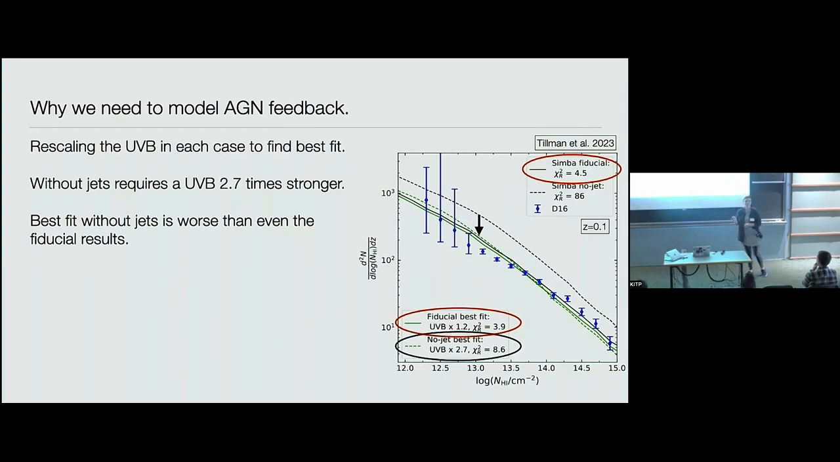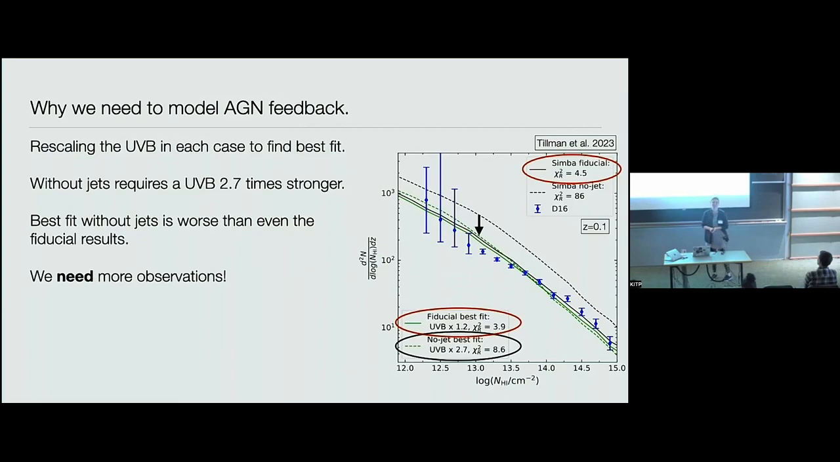AGN jets affect the slope of the column density distribution function. This is not something that the UVB can do. This is probably something that other things can do, and we should look for those other things. But clearly from here, we can see AGN jets are one of those things that need to be explored in this context. But we also need more observations.